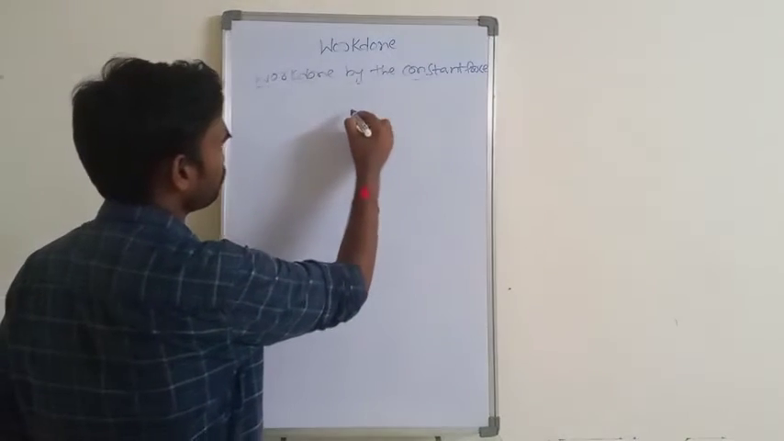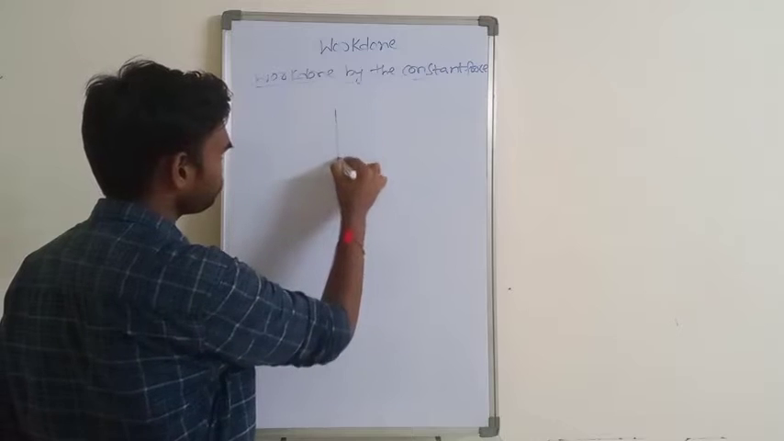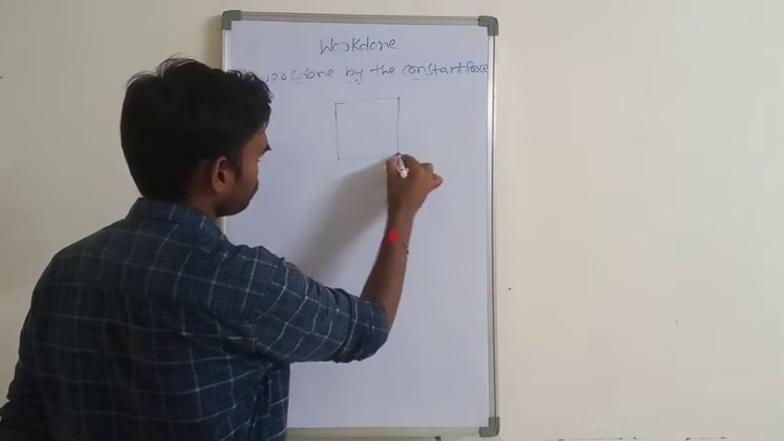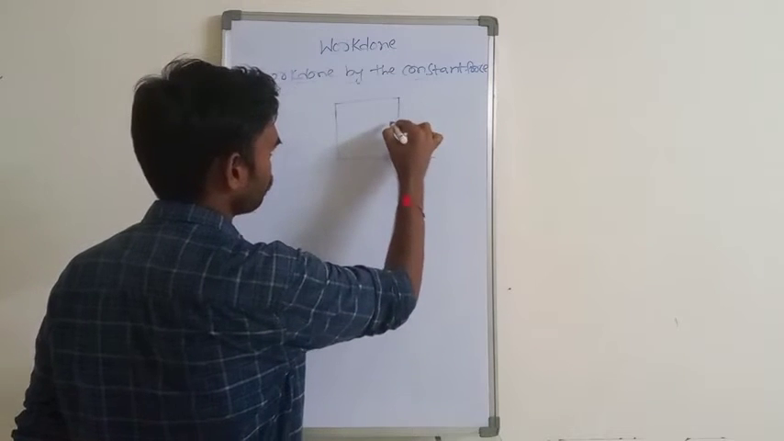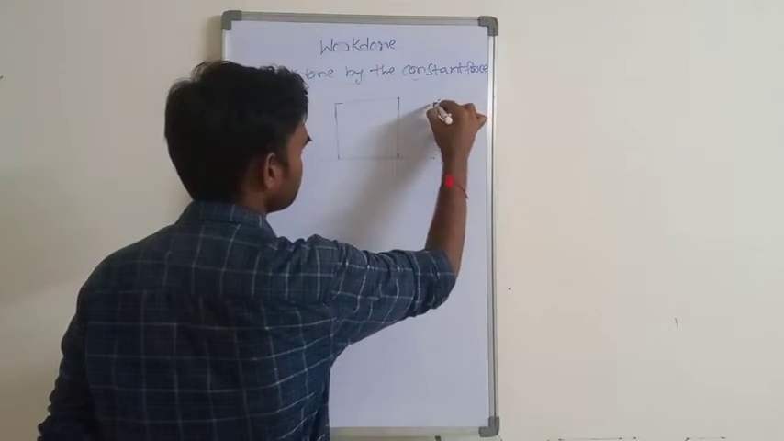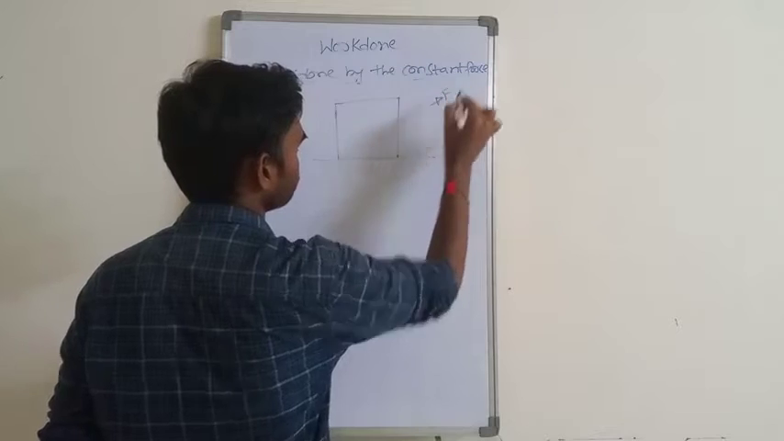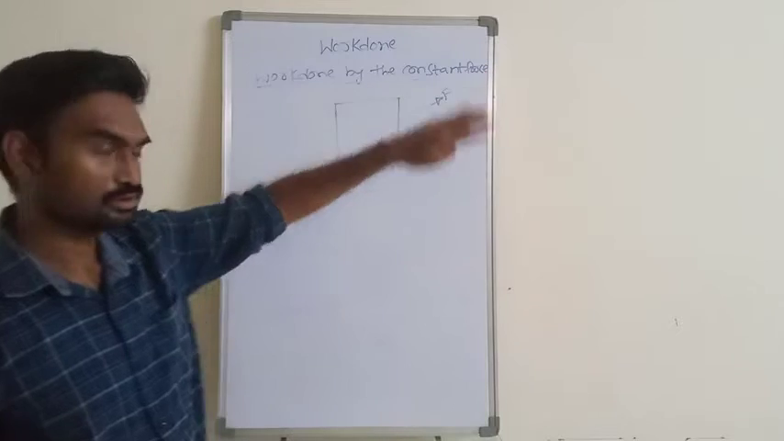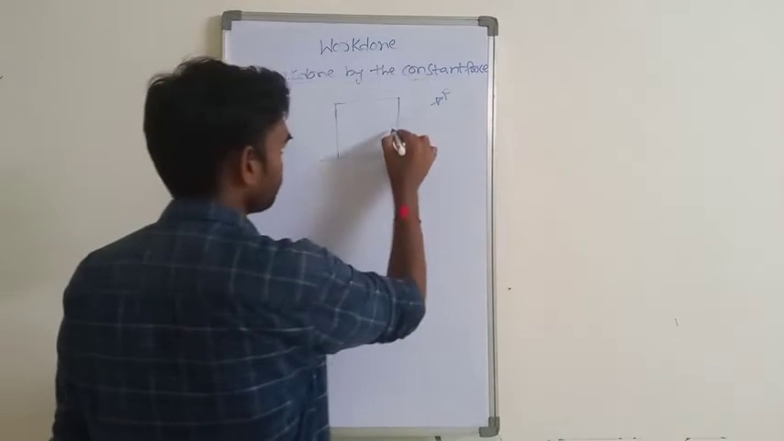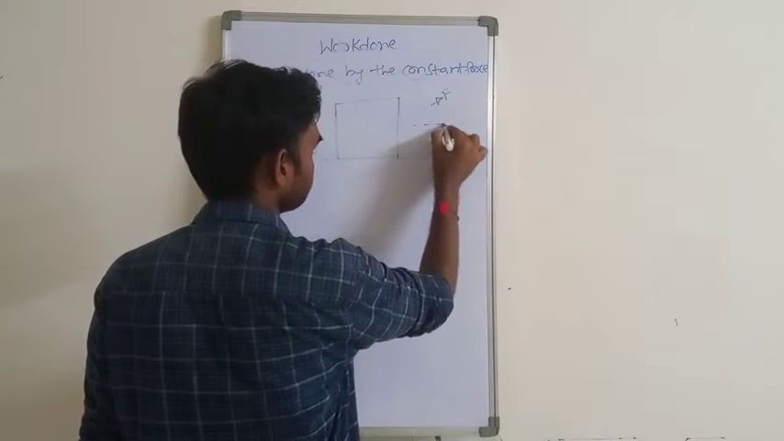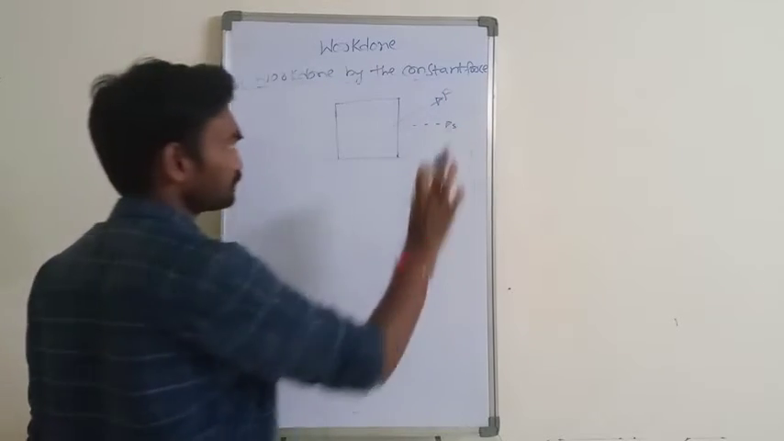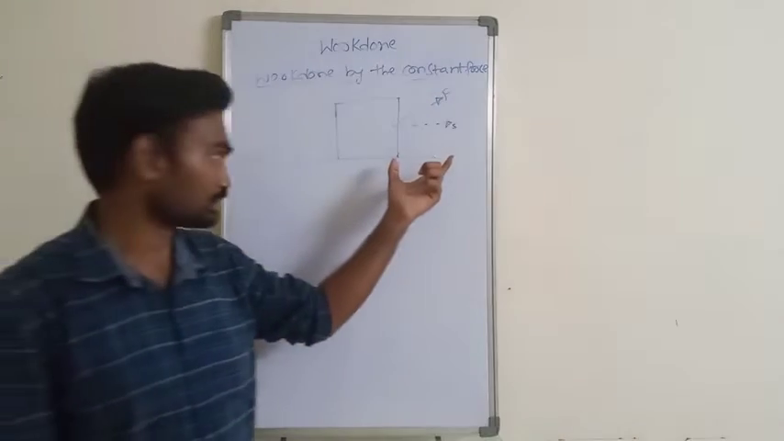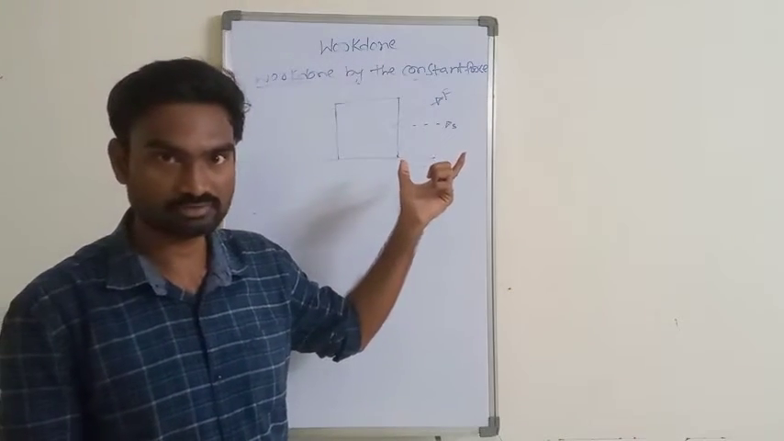Here I am taking a block, and I am applying a force on this block in this direction. But the block is moving in the horizontal direction, so this is the displacement direction. How can I find the work done on this block?